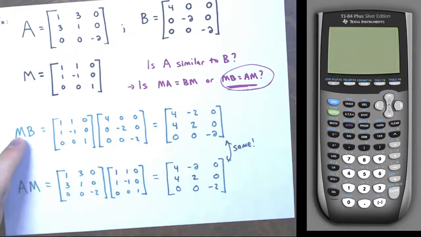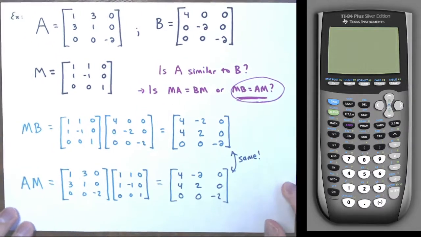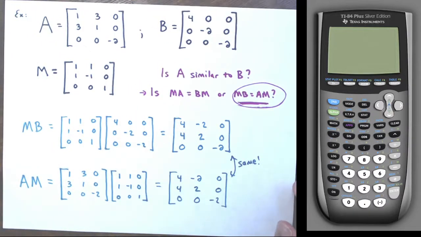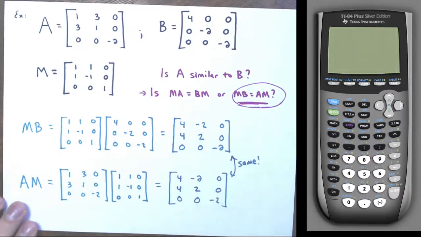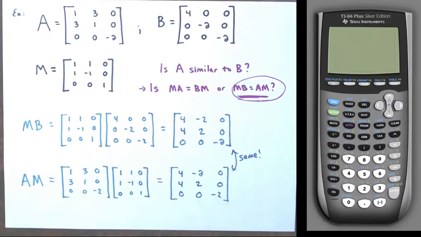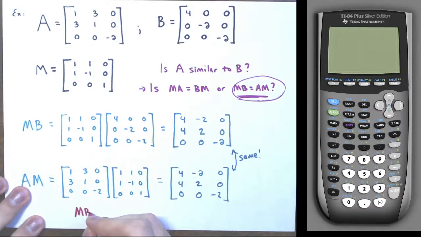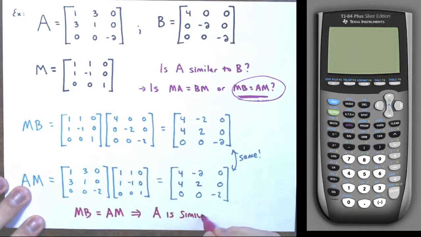M times B equals A times M. When I multiply one matrix on the left by this invertible matrix, I get the same result as when I multiply the other matrix on the right by the same invertible matrix. So we have MB equal to AM for this invertible matrix M. Therefore, A is similar to B.